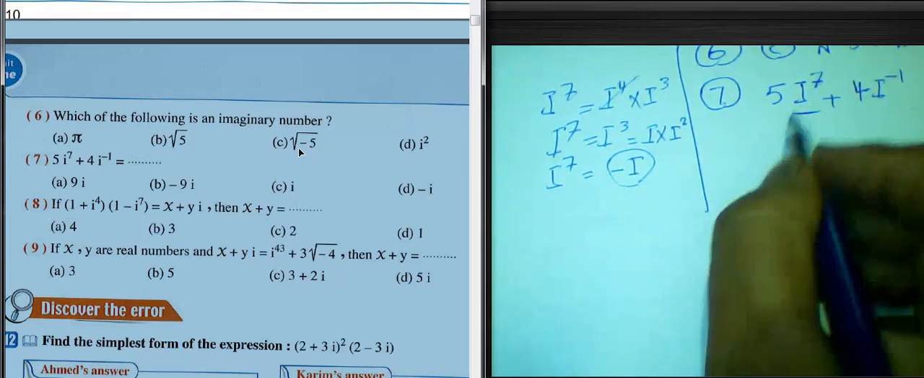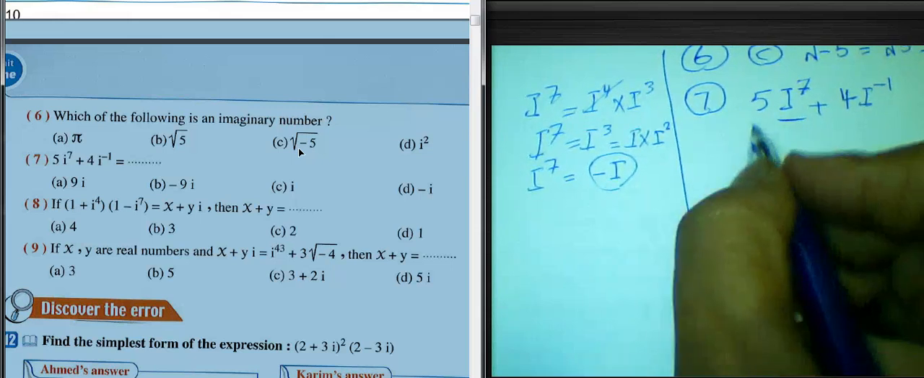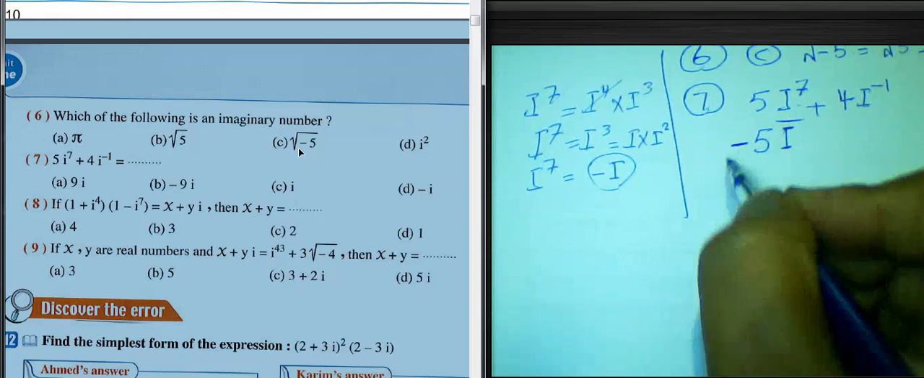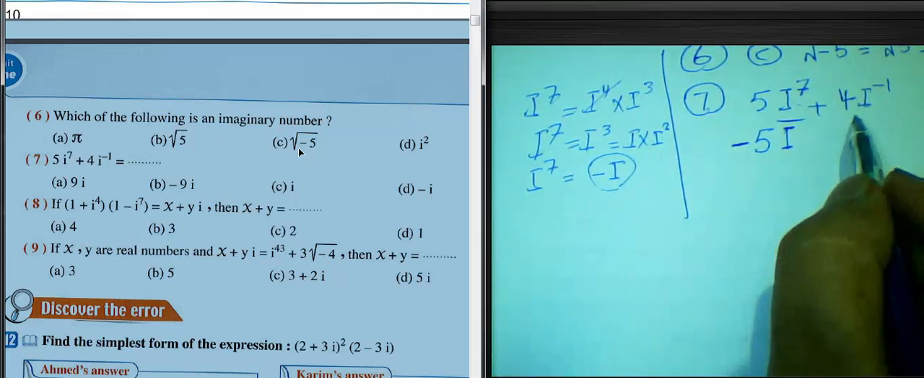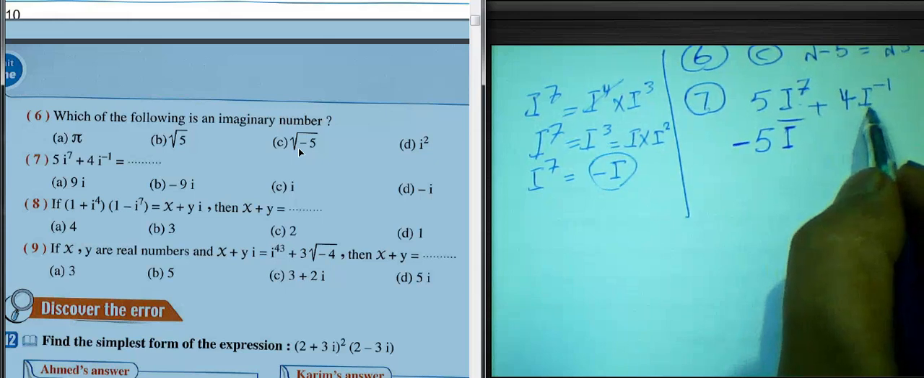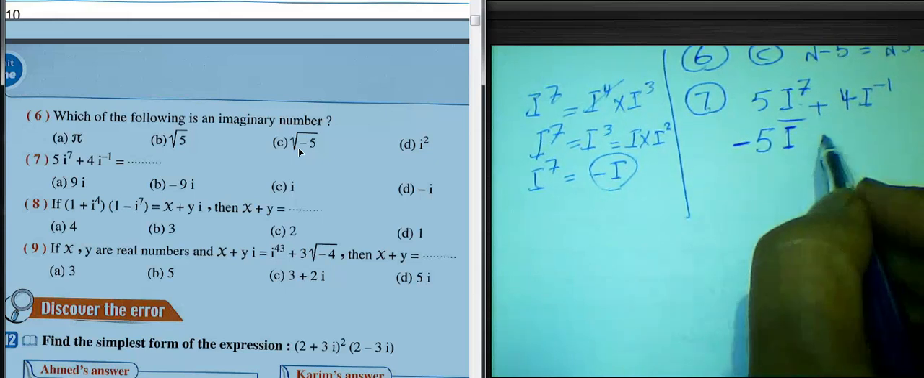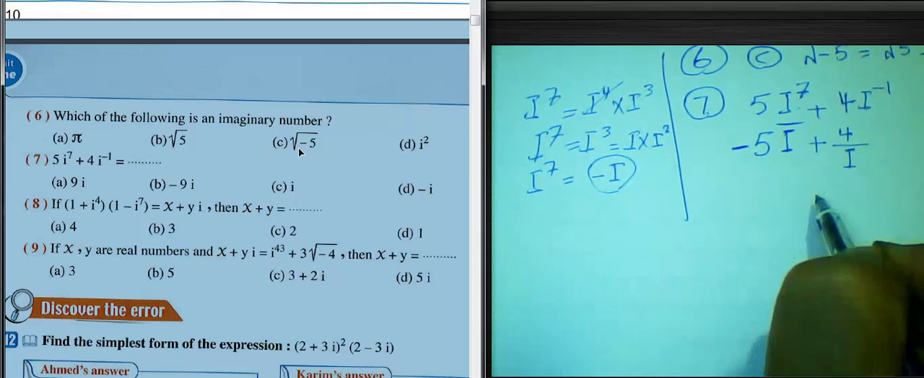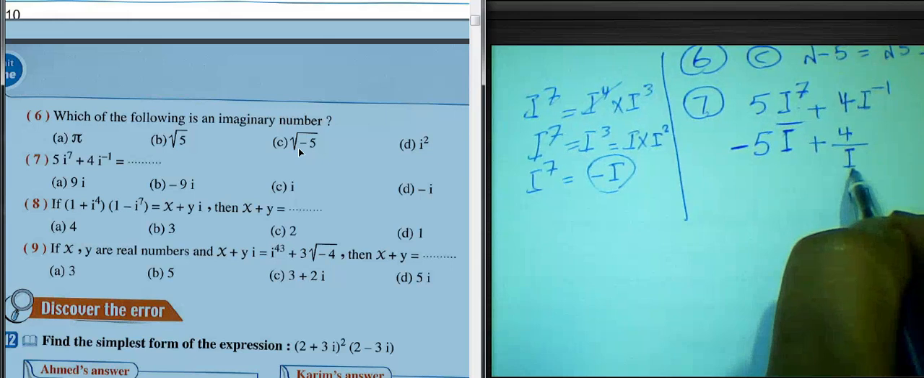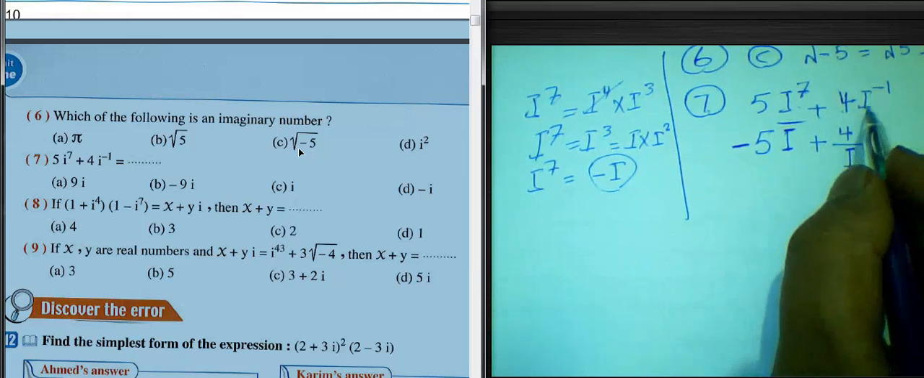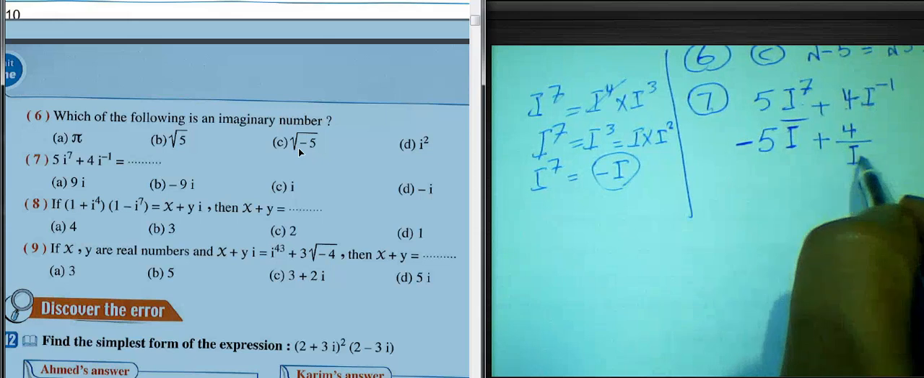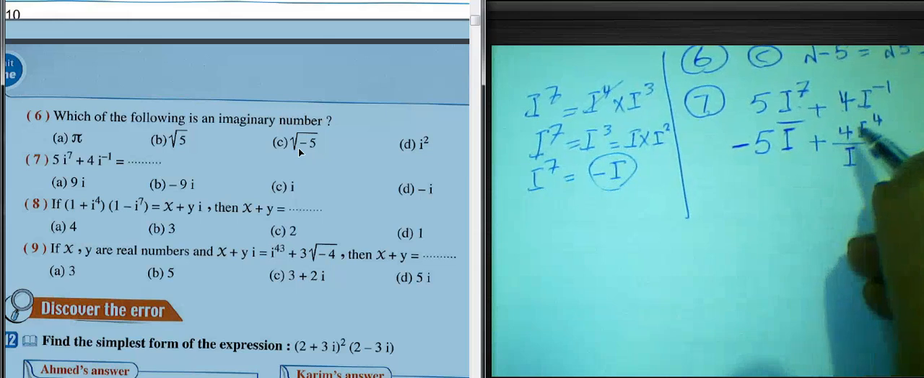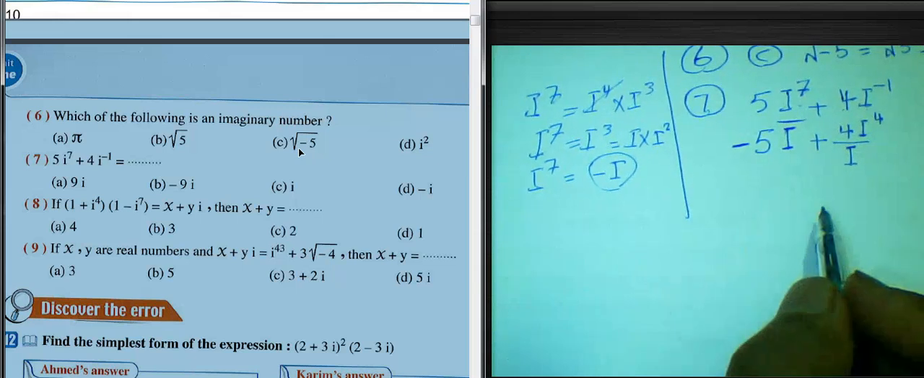We will replace i^7 and write negative i. Negative i times 5 equals negative 5i. And what about 4 multiplied by i^(-1)? We know this is the inverse, 1 over i. Again, 4 multiplied by i^(-1) equals 4 over i. We can solve it right here with i^4, because i^4 equals 1.